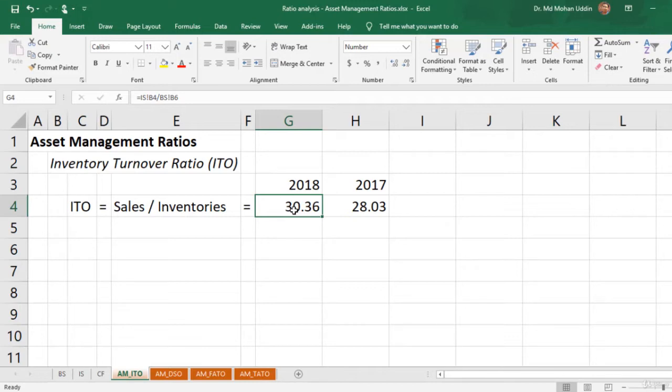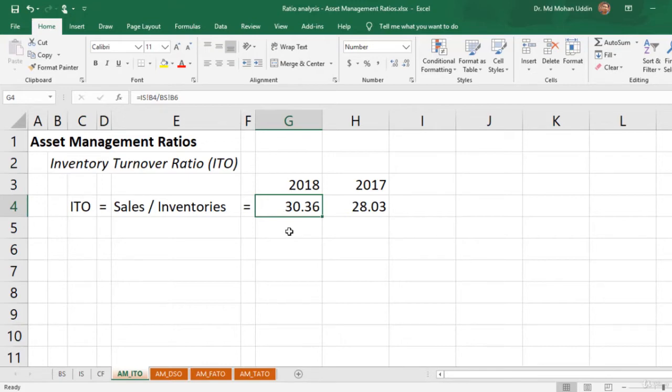In fact, we can say that on average for this company, the inventories turn over 30.36 times in a year. So you can understand that the more frequent the inventories turn over, the better it is for the company, because the company can complete more and more business cycles throughout the year.